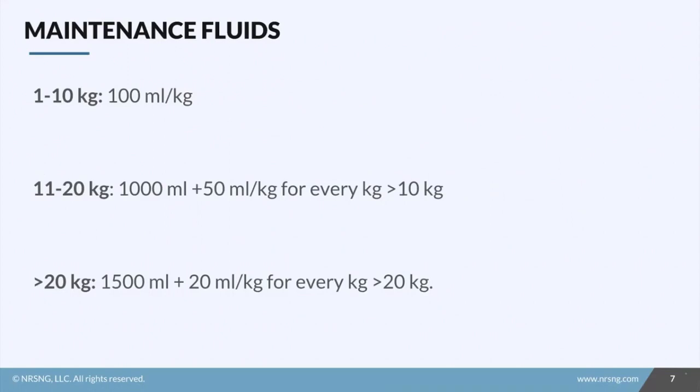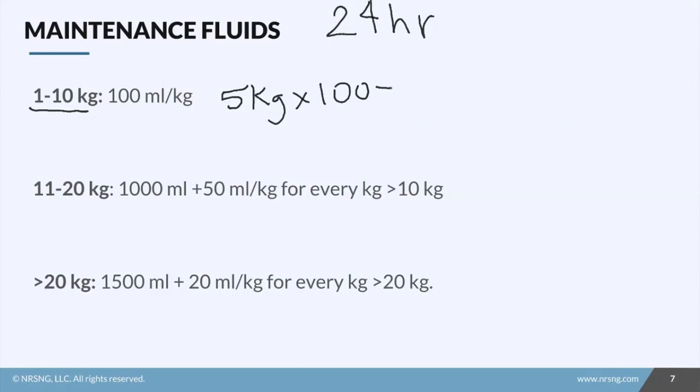Okay, so here is our formula that we're going to use to calculate a child's 24-hour fluid requirements. I'm just going to talk through the formula, and then we're going to do some examples as we go along. So if a child weighs 1 to 10 kilograms, you're very simply going to multiply their weight by 100 mLs. So if we have a baby that weighs 5 kilograms, you're going to multiply that by 100 and get their daily fluid needs, which is going to be 500 mLs.